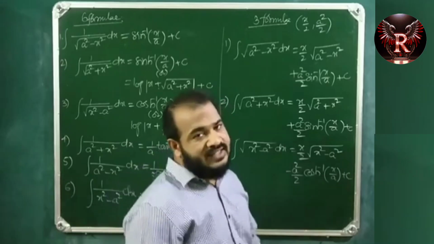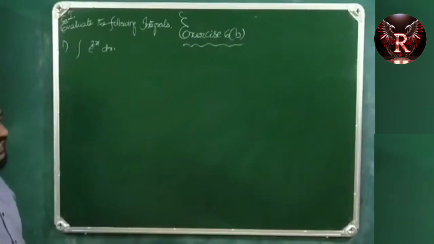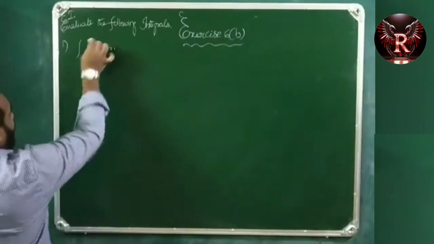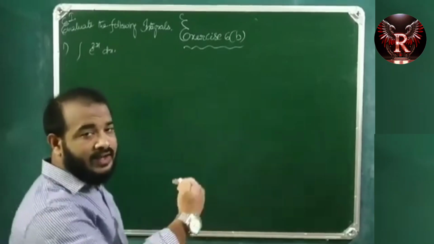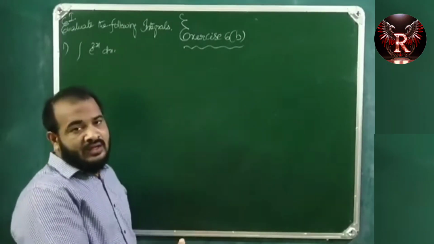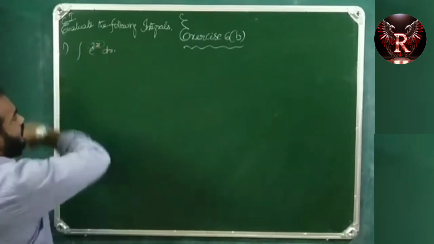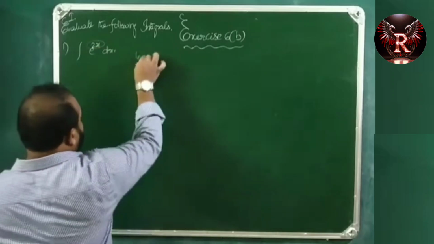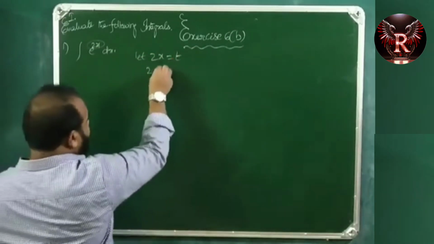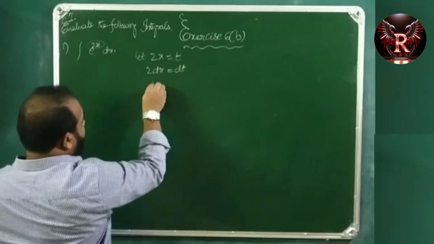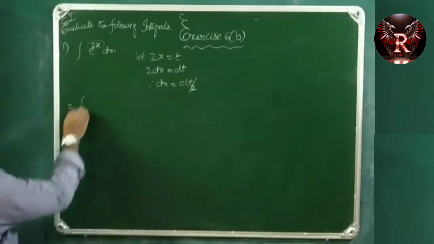So let us start the exercise 6b. Integral e power 2x dx. So we know what is integral e power x dx. It will be converted into the standard integral formula if and only if this 2x has to be x, for which let 2x is equals to t I will take. Now differentiation: 2 dx equals to dt. Therefore dx equals to dt by 2.